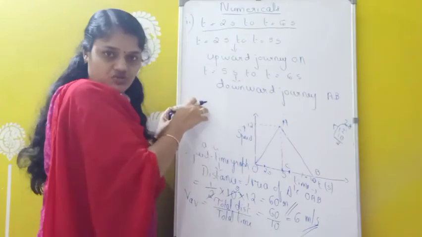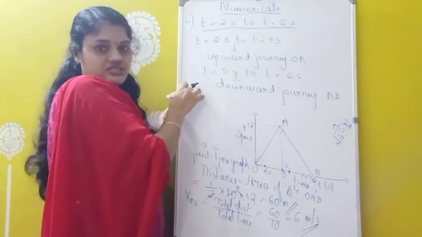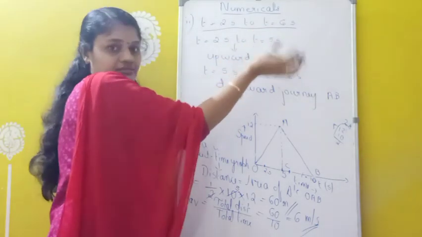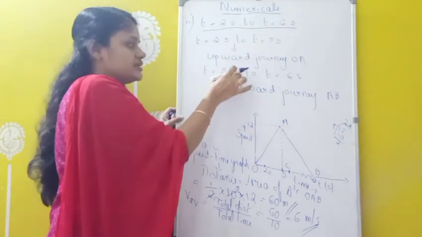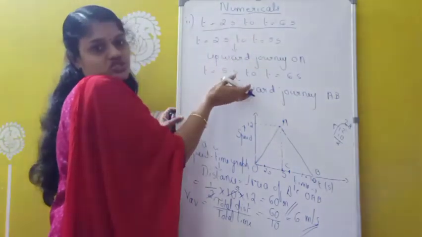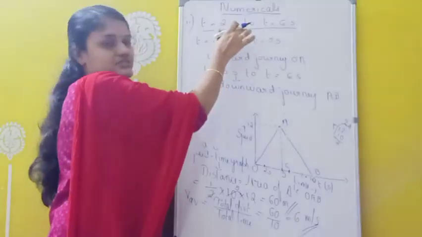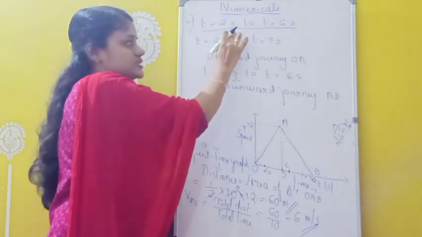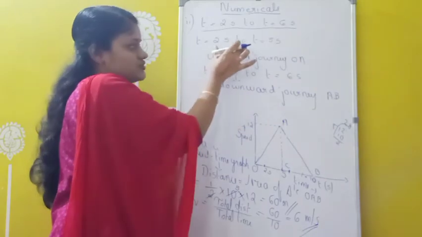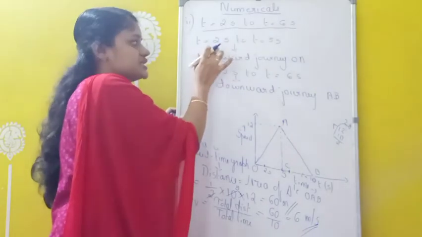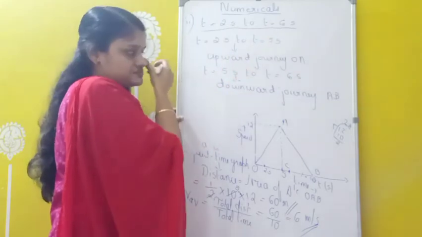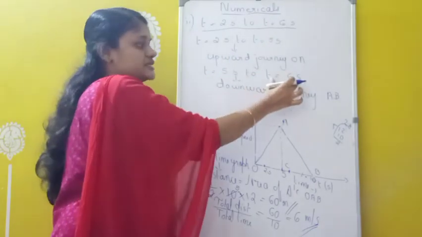So we have to find the distance covered in t equals 2 seconds to t equals 5 seconds, then find the distance covered in t equals 5 seconds to t equals 6 seconds, and then add these two. Then only we get the total distance covered from t equals 2 seconds to t equals 6 seconds. So we are splitting and finding.